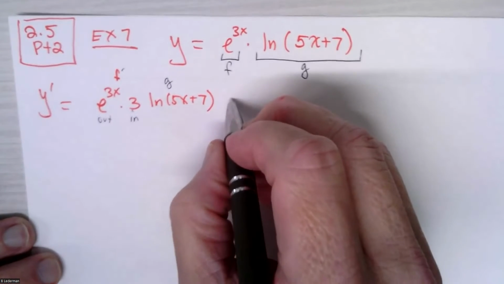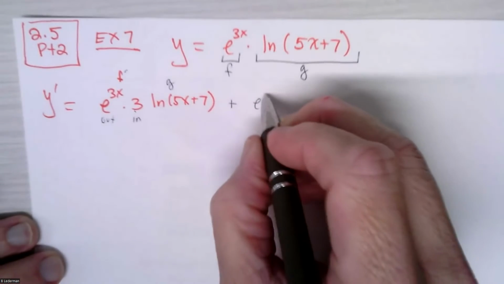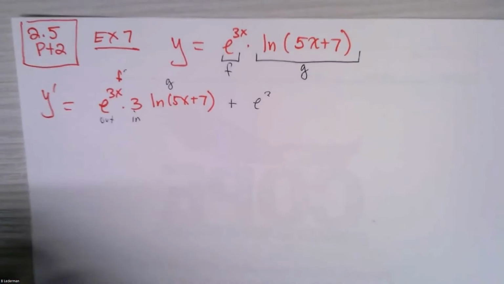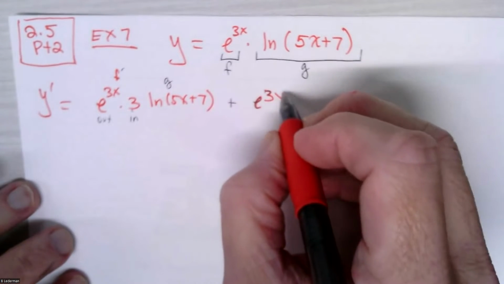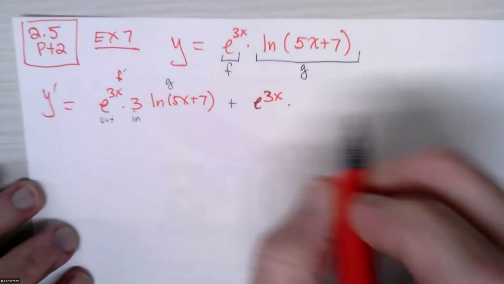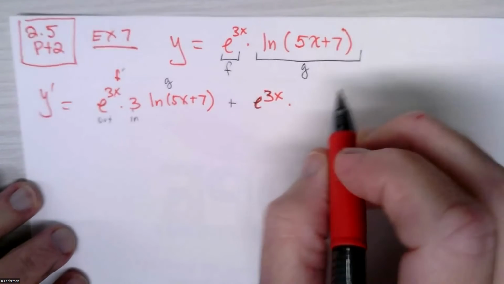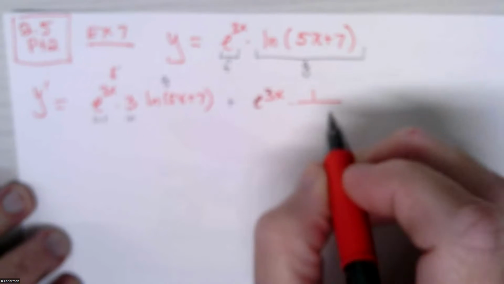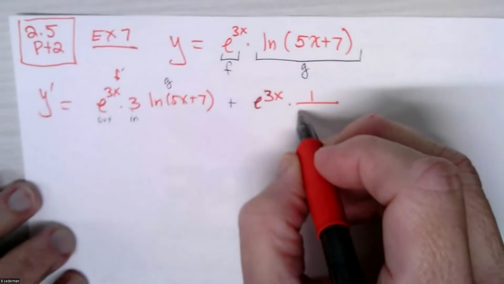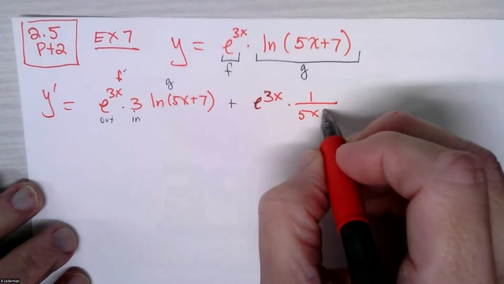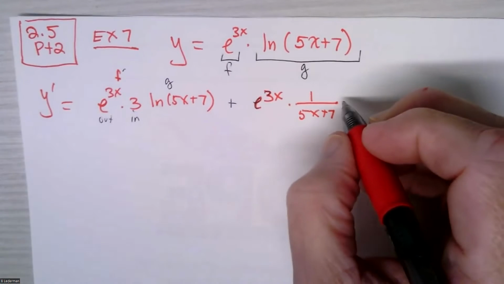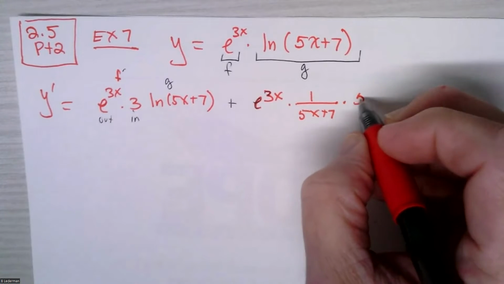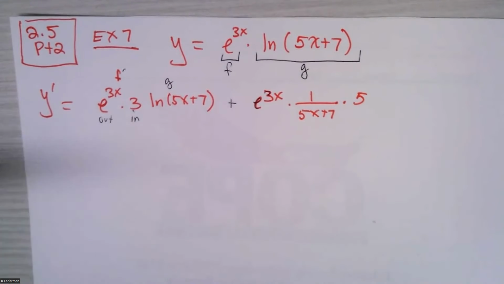Plus e to the 3x times 1 over 5x plus 7 times 5. Now, where did this come from?